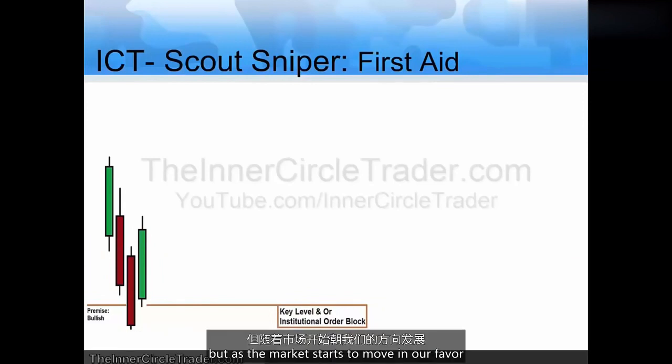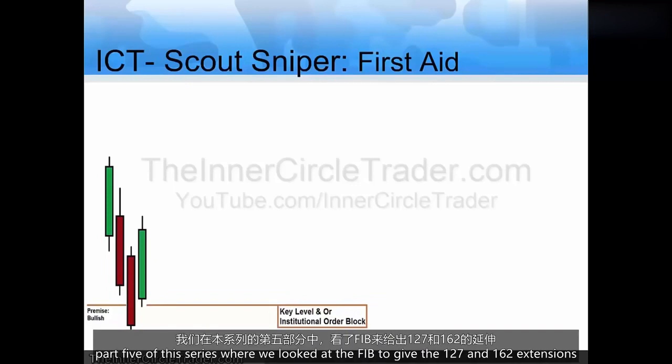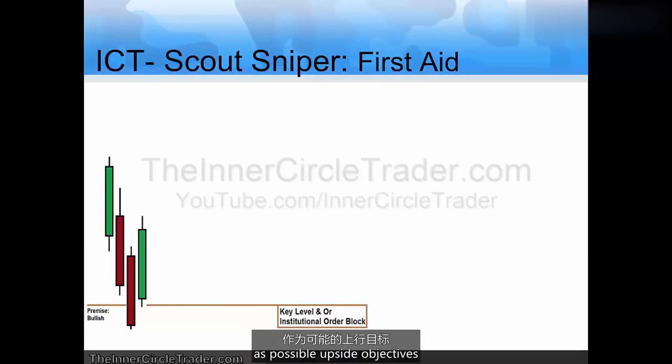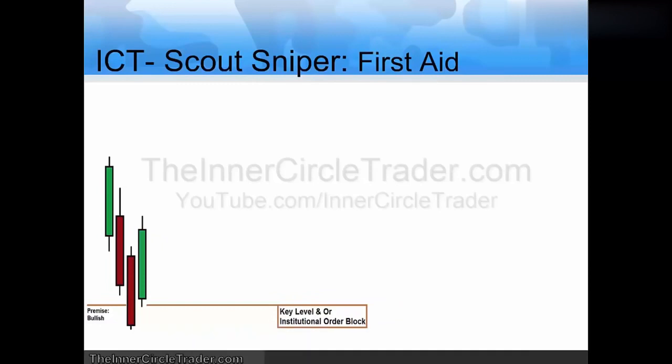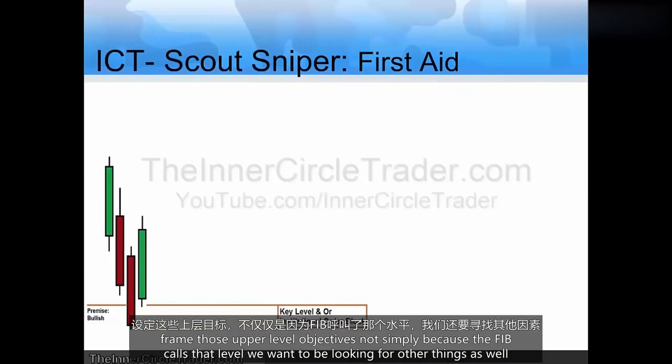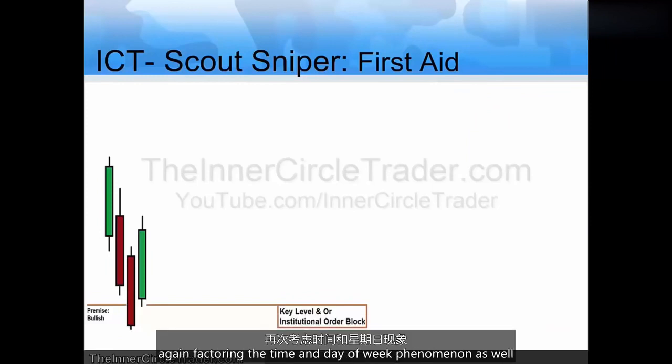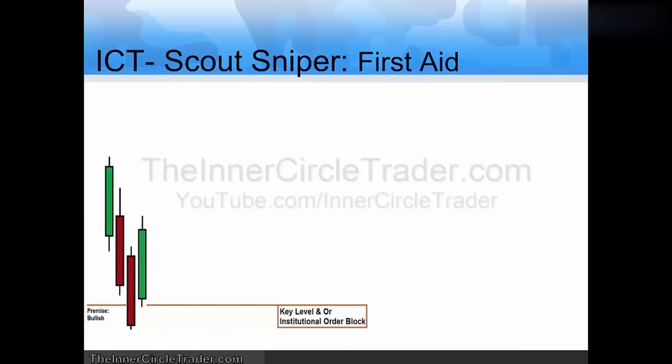But as the market starts to move in our favor, okay, we would be reaching for our predetermined price points, like we discussed in part 5 of this series, where we looked at the fib to give the 127 and 162 extensions as possible upside objectives. Now again, those with the confluence of supporting factors with support resistance, maybe even pivot points, something like an old high or low to frame those upper level objectives, not simply because the fib calls that level. We want to be looking for other things as well. Again, factoring the time and day of week phenomenon as well.